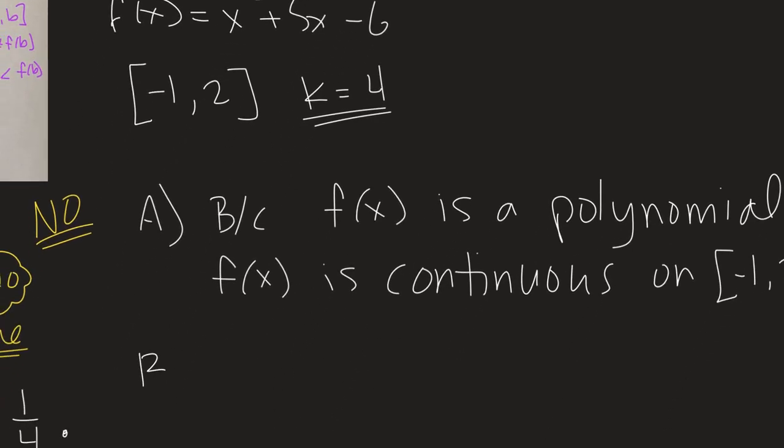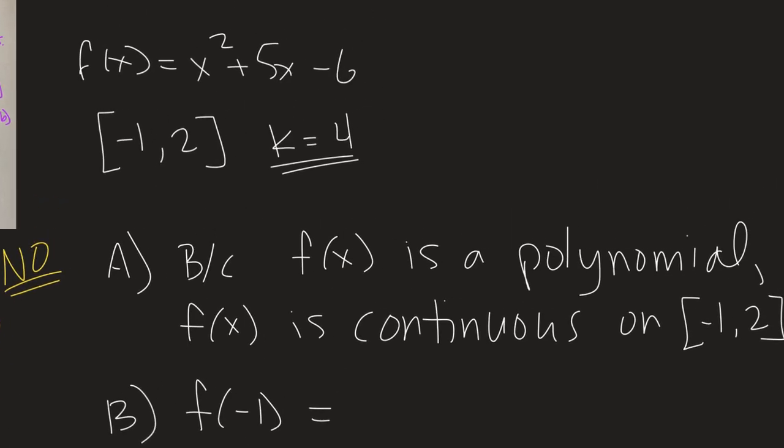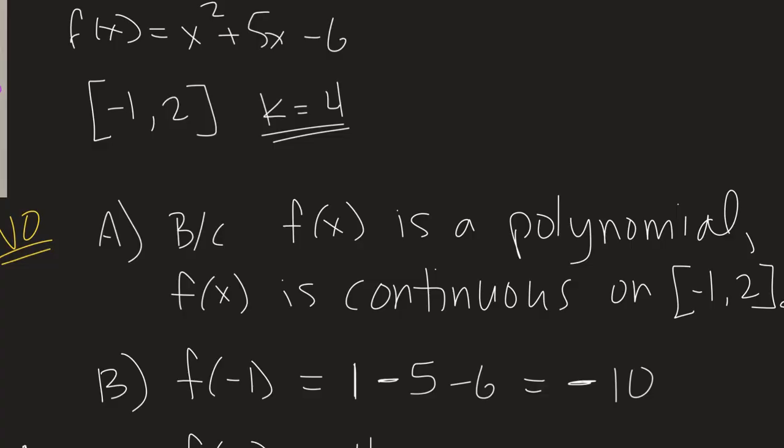Part B, we have to find our endpoints. So f of -1 and f of positive 2. Negative 1 squared is positive 1. 5 times negative 1 is minus 5. And then minus 6 means I have an endpoint of negative 10. Then 2 squared is 4, plus 5 times 2, which is 10, minus 6 means I have a y value of 8.